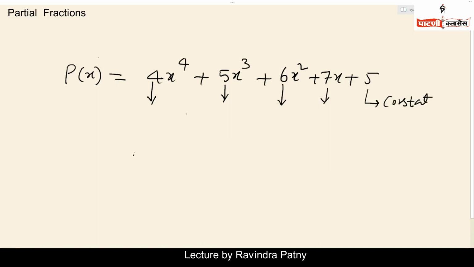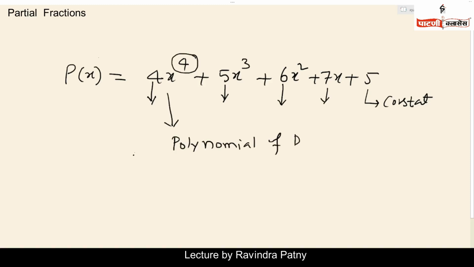The largest power of x, some people call it power, some call it index, and some people also call it exponent. So the power of x is 4 here, the largest power is 4. So this is called a polynomial of degree 4.